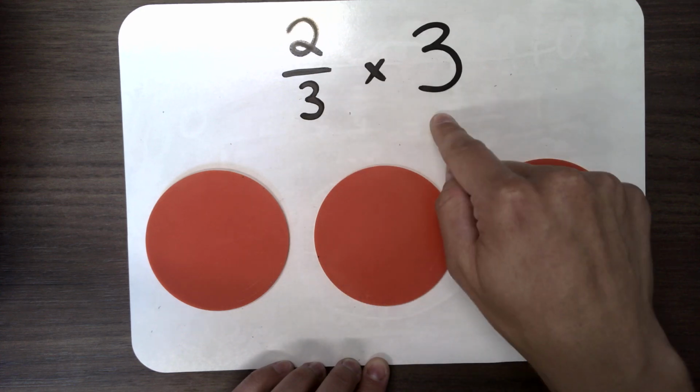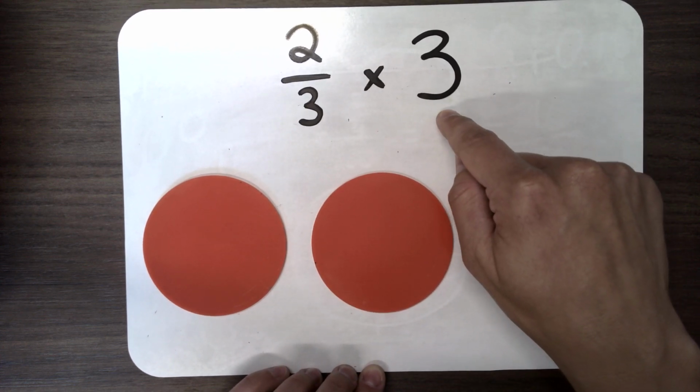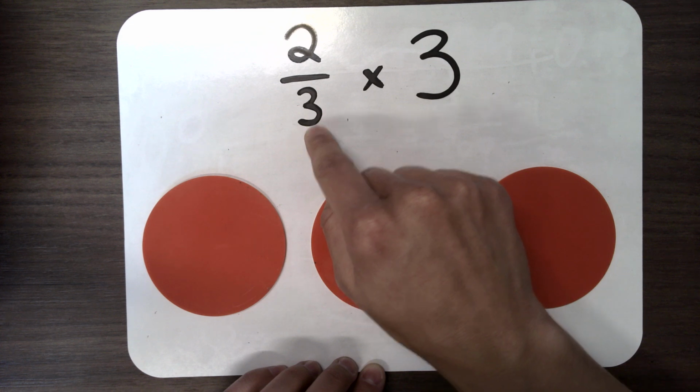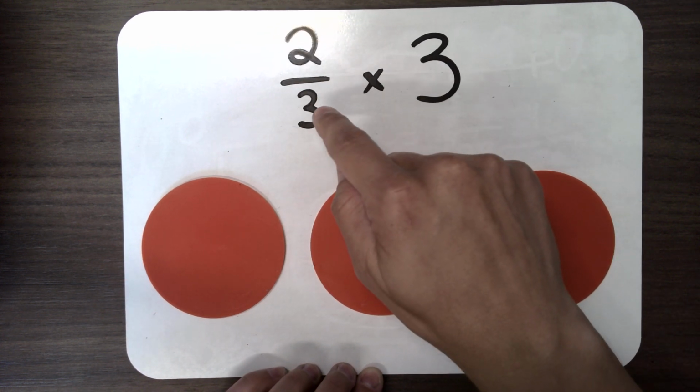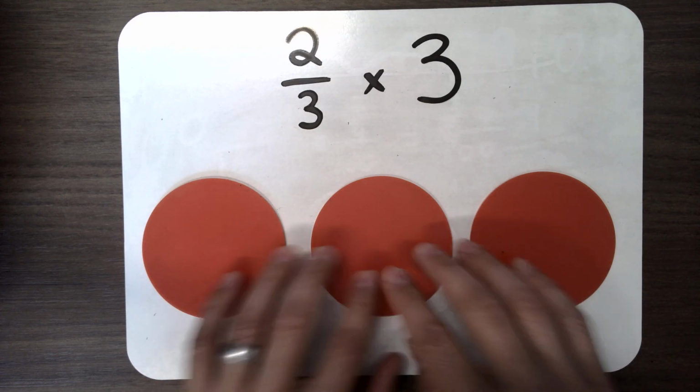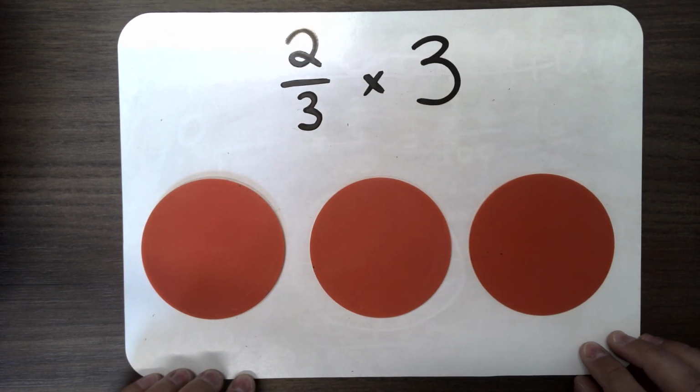Right? 2/3 times 3 means you have a group size of 3, and we want to take 2/3 of that group because we only have 2/3 of a group. We don't have one full group or multiple groups. So we just want a fraction of this group of 3. Okay, so we're going to show two different examples.